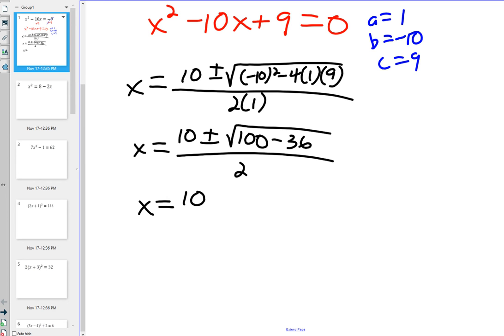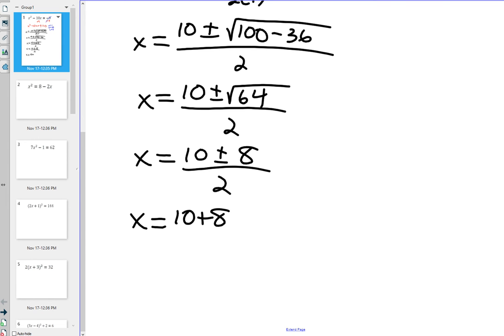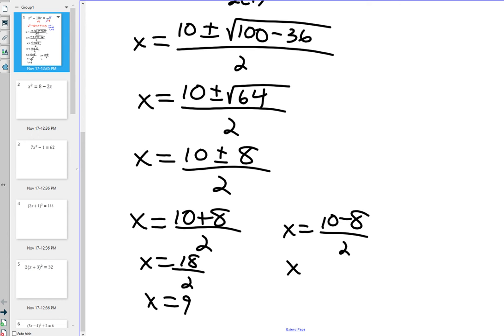X is equal to 10 plus or minus the square root of 64 over 2. And I am lucky that 64 is a perfect square here. Nico, if you can't do that in your head, do it on the calculator. It's going to give you 8. Since I no longer have a square root, that means I can do the plus or minus. I can split this and write 10 plus 8 over 2, which is 18 over 2, which is 9. And I can write 10 minus 8 over 2, which is 2 over 2, 1.